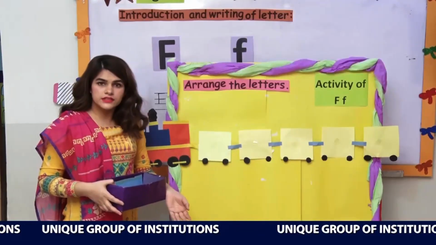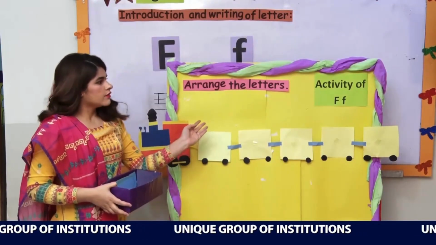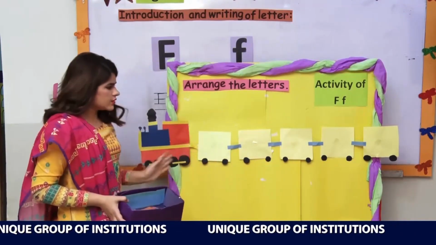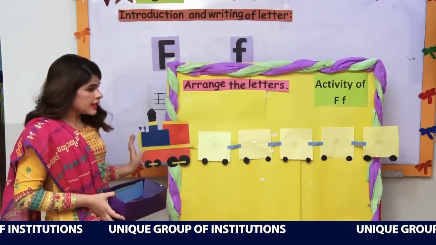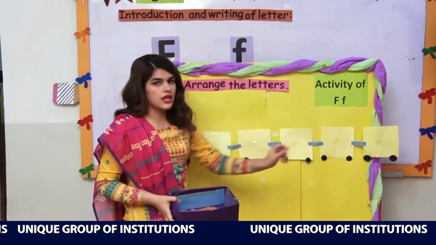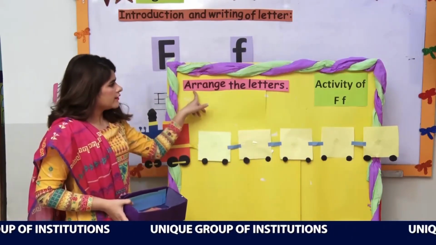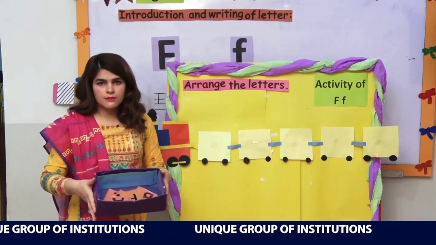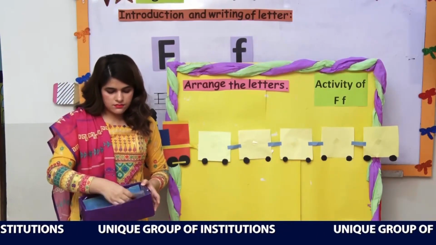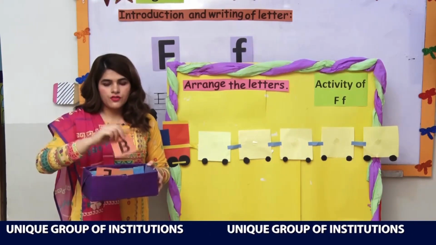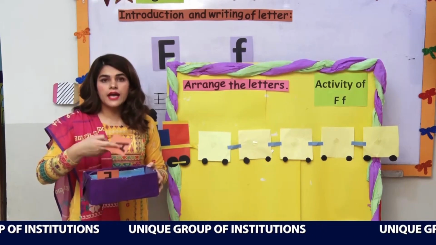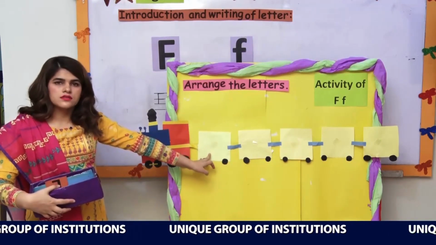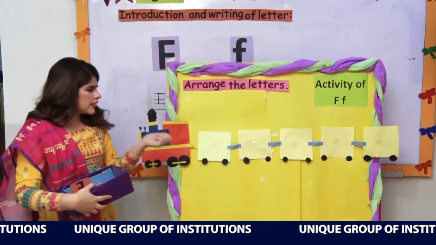So it's time for the activity of letter F. As you can see on the board, we have written here letter F, capital and the small one. And what we are going to do on this train, can you see the engine of train? And then we have different parts of train. So what we have to do? Arrange the letters on it. You can see a box in my hand and I have some letters in this from A to F, and we will see what will come on the first box. Can you guess what will come here?